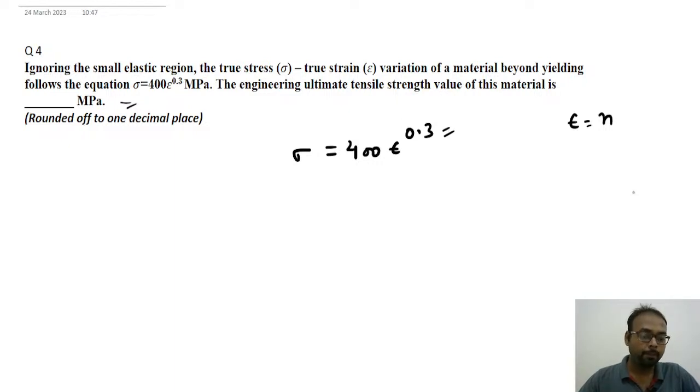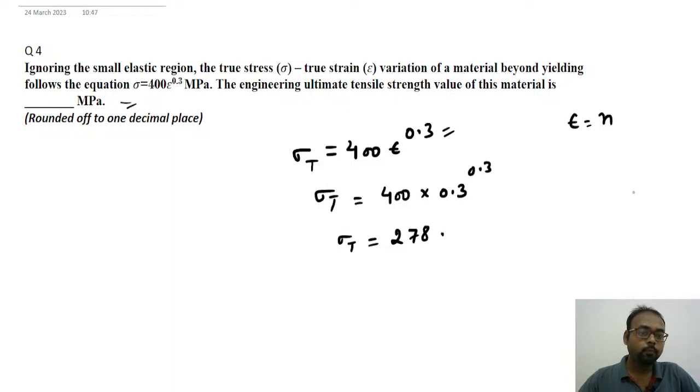This is given by 0.3. So we will have the sigma t, the true stress. Sigma t will be equal to 400 into 0.3 to the power 0.3, because at the ultimate point this epsilon value is equal to its index value n. So we got the sigma t, coming out to be 278.74 megapascal.